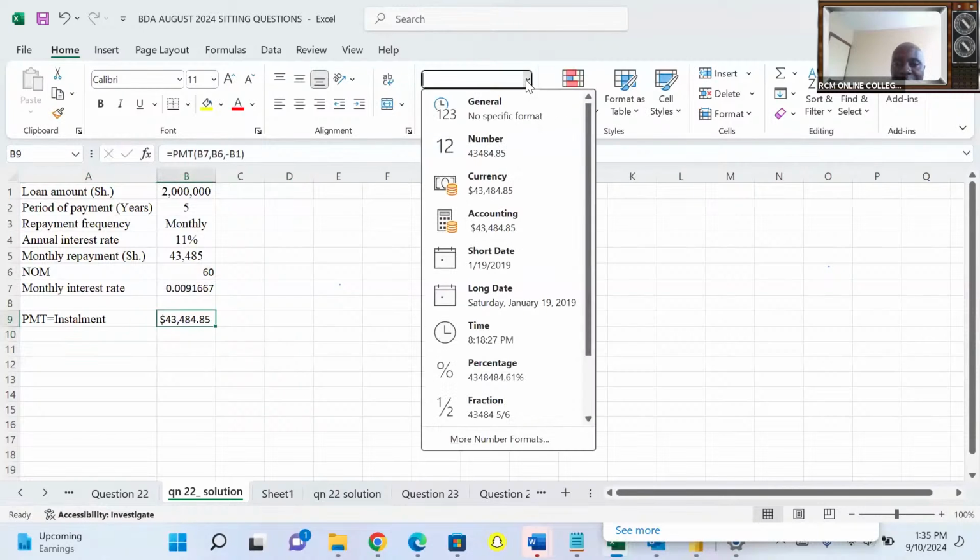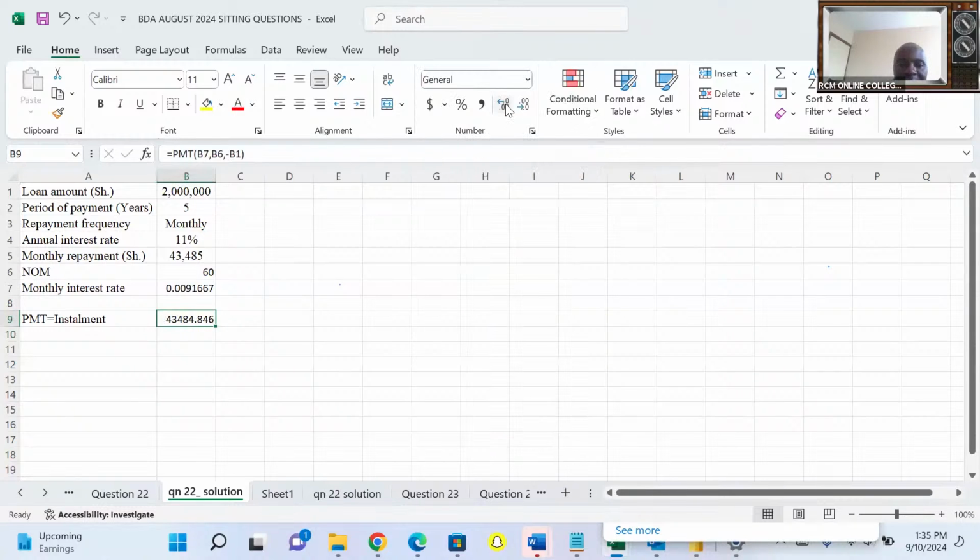I don't want this to be in the form of currency because my currency is in Kenya shillings. So I can run away from this by just giving it general. And then I can use the 1000 separator like that. Later on, I'll be showing you how to put Kenya shillings, although that will be a time waster for you.